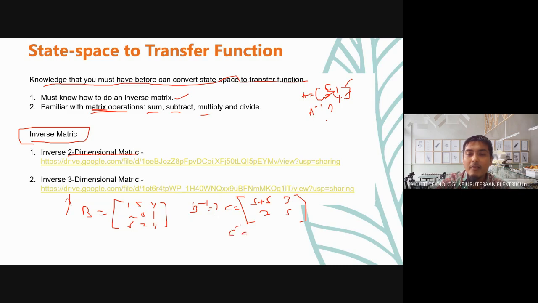C inverse equals what? Can you use a calculator in order to calculate the C inverse matrix? No, because you have S in here. So that's why you need to know how to do it manually. That's why I give you an example in this slide.